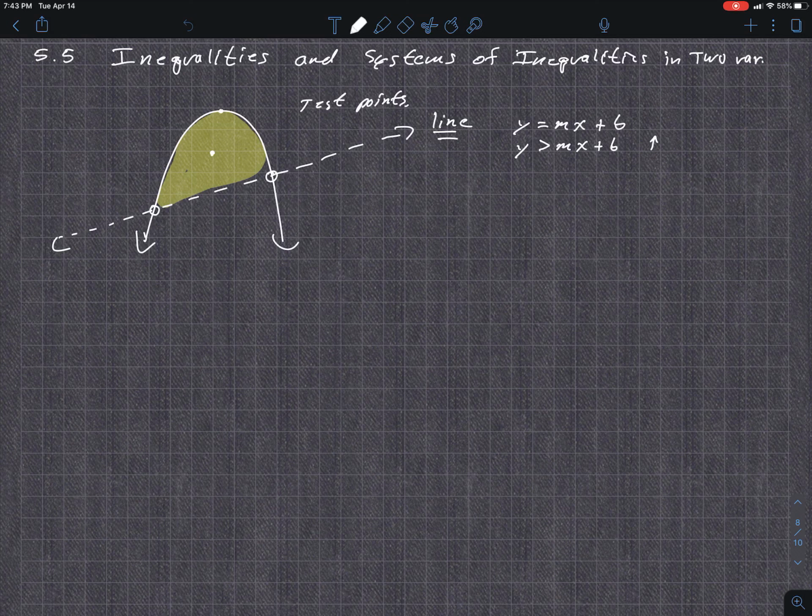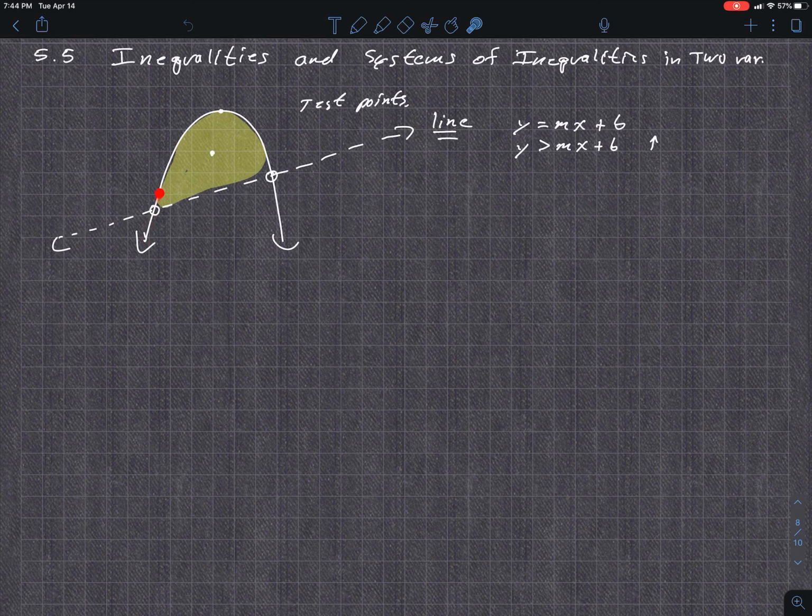Let's get started on 5.5. 5.5 is similar to the previous section where you have to graph and find solutions, but this is inequalities. So this is inequalities and systems of inequalities in two variables. So I have an illustration of what it might look like right here.